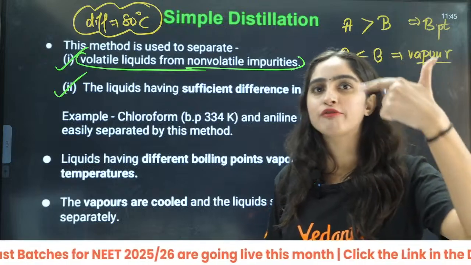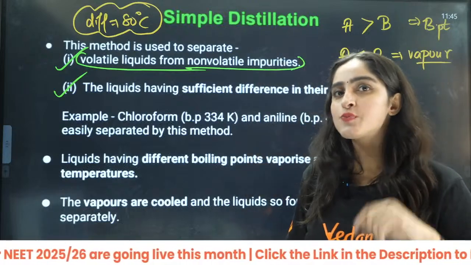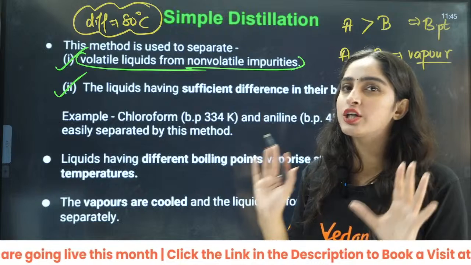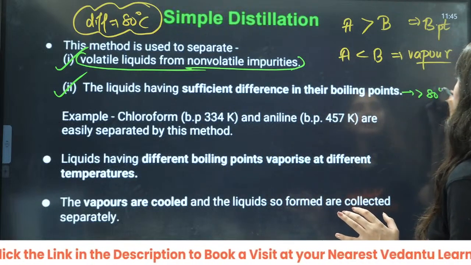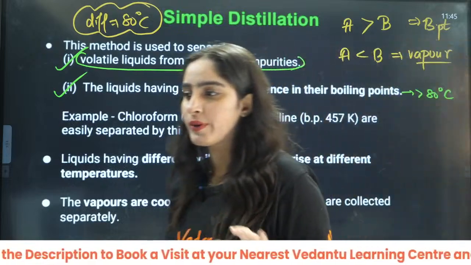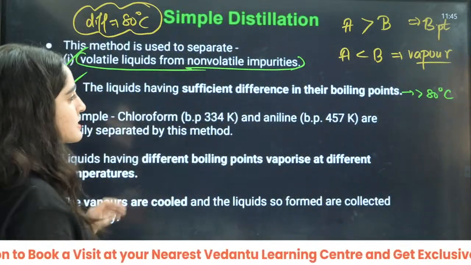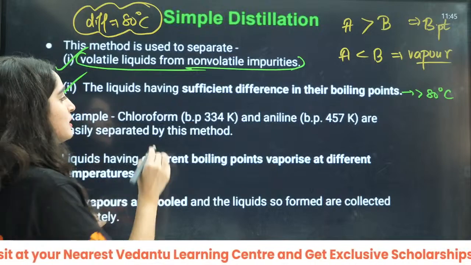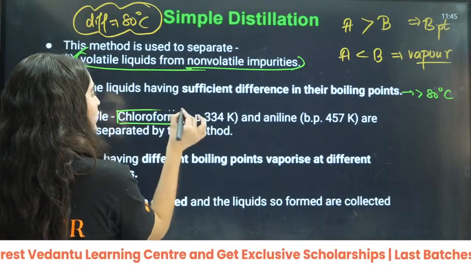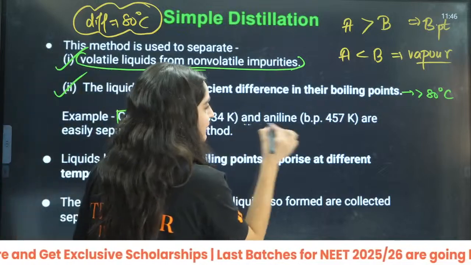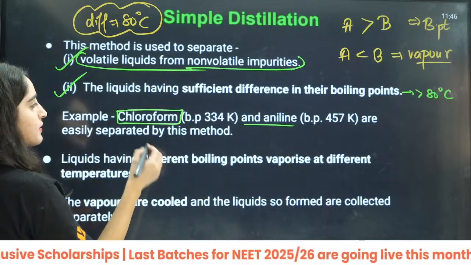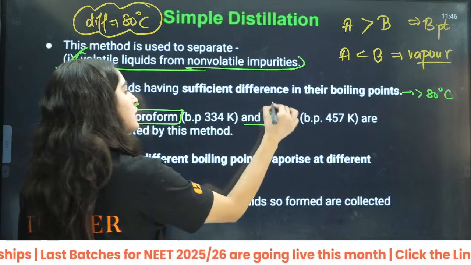One is volatile from non-volatile. Second is when you have a sufficiently large difference, which I am saying should be greater than 80 degrees Celsius. Now, an example from your NCERT only: chloroform and aniline are easily separated by this method. Very, very, very important.